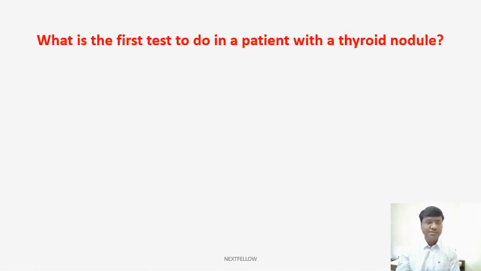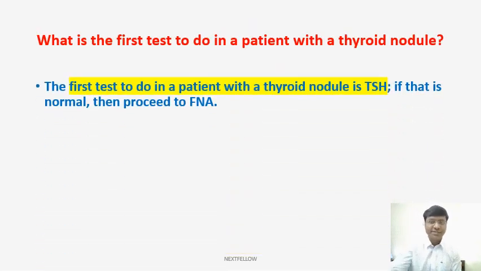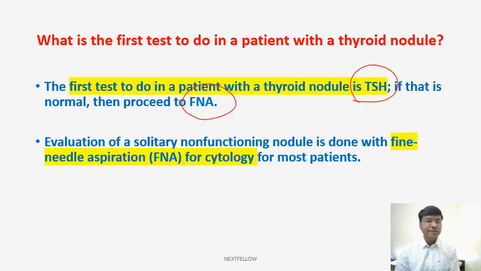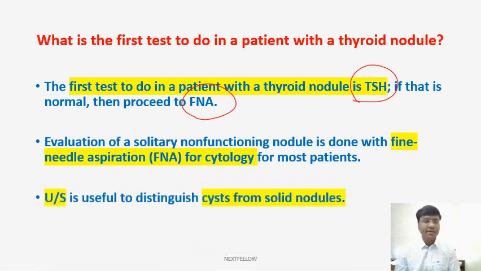And another important point: what is the first test to do in a patient with a thyroid nodule? See, the first test that you will do is the TSH. If that is normal, then you have to proceed to the FNAC. Evaluation of the solitary non-functioning nodule is done by FNAC for most patients. And the next thing is ultrasonography, and the purpose of doing ultrasonography is mainly to differentiate whether it is a cyst or a solitary nodule.